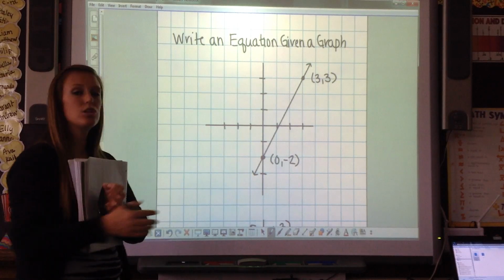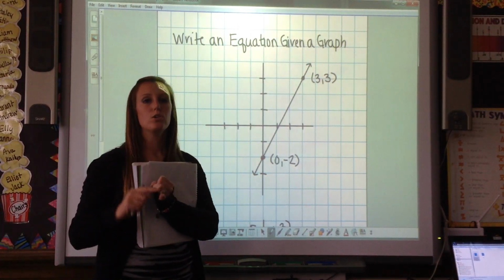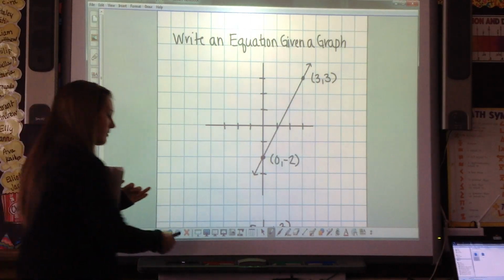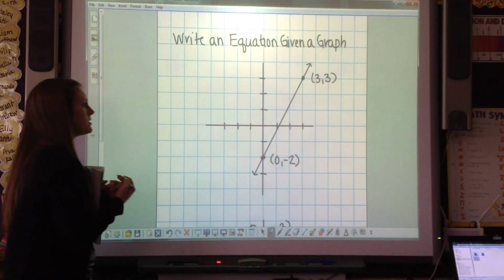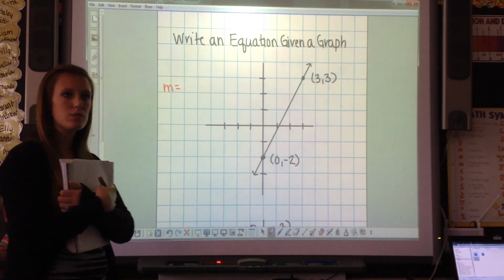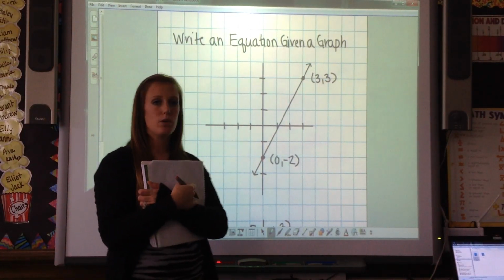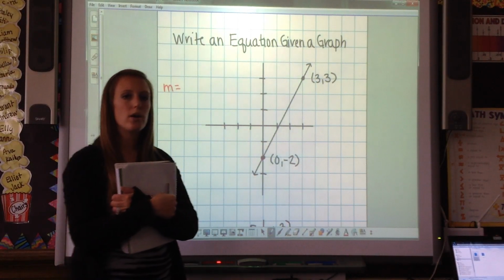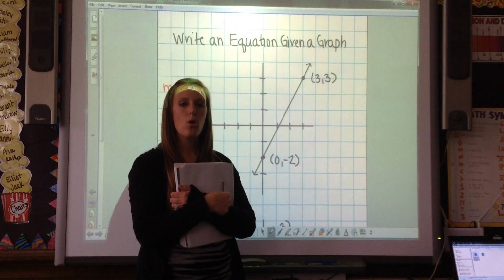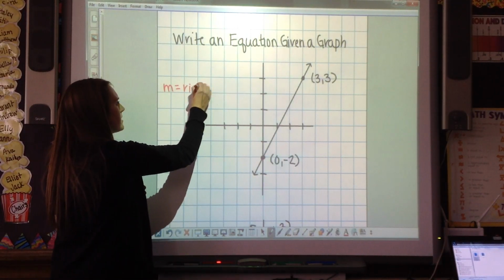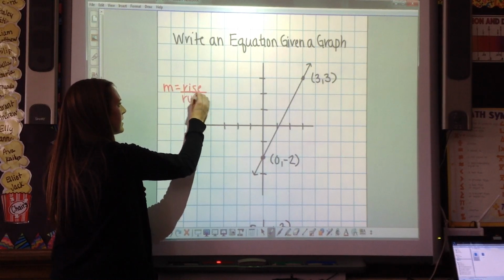To write an equation, you need two bits of information. You need slope and you need a y-intercept. Okay, so I need to find those two things. Let's start with slope. You can find slope two different ways with this graph. You can use the equation because they give you two ordered pairs: y2 minus y1 all over x2 minus x1. Or you can look at the graph and use rise over run. And that's what I'm going to do because I think it's easier. It's going to take less time.